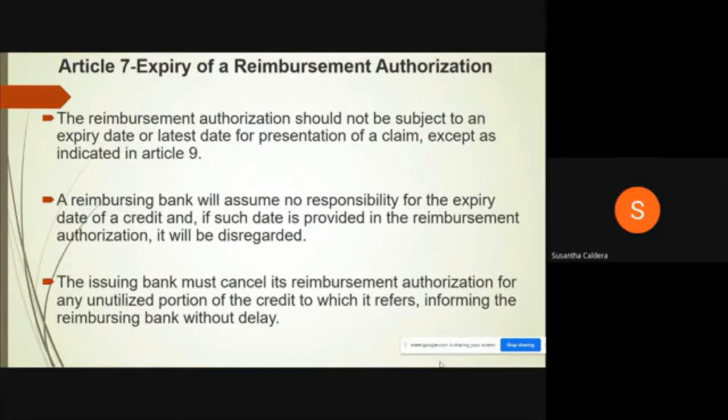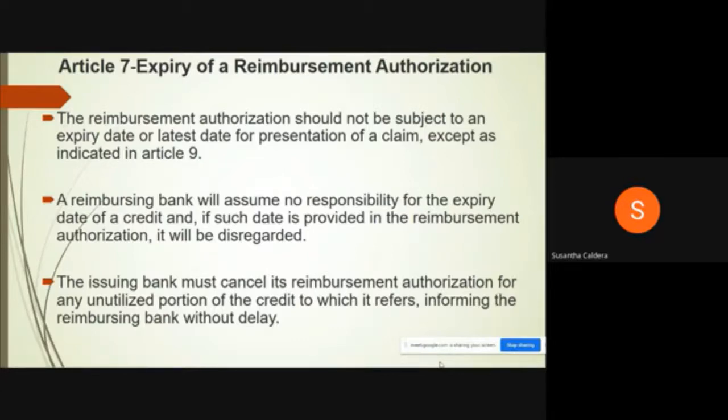The reimbursement authorization should not be subject to an expiry date. Even under UCP 600, it is stated. Right? So the reimbursing bank is not bothered about whether it's expired or not. Right? It is the claiming bank's obligation. The reimbursing bank will assume no responsibility for the expiry date of a credit. And if such a date is provided in the reimbursement authorization, it will be disregarded. Right?